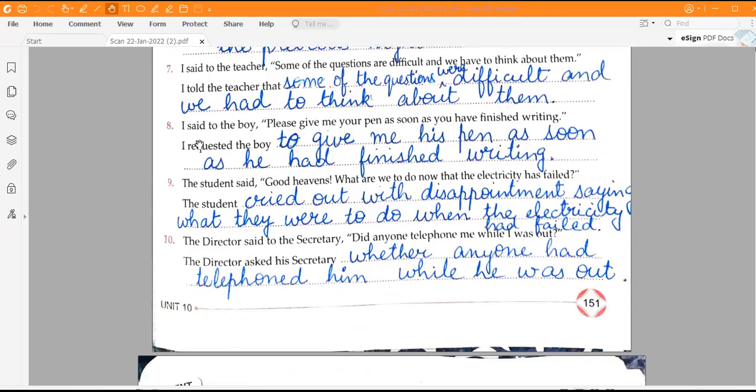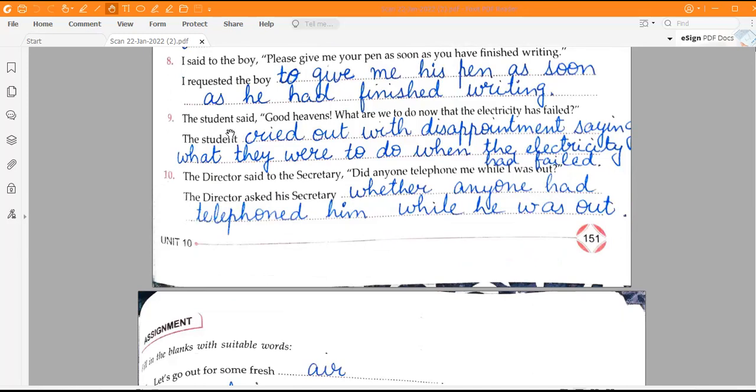Eighth one: I said to the boy, "Please give me your pen as soon as you have finished writing." I requested the boy to give me his pen as soon as he had finished writing.